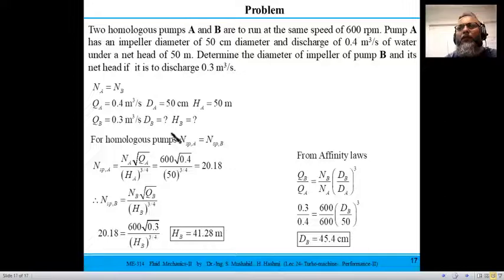So in this way we can solve problems because two pumps are homologous, which means their specific speed is identical. In this way we can work out the unknowns. Such sets of problems can be easily solved by combining the concept of specific speed and the affinity laws.